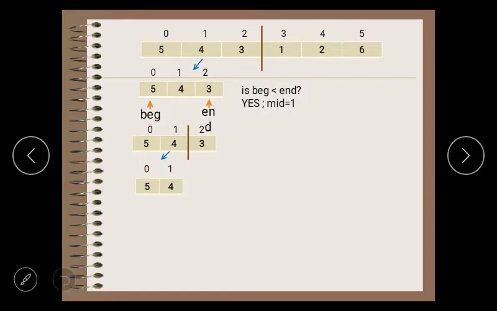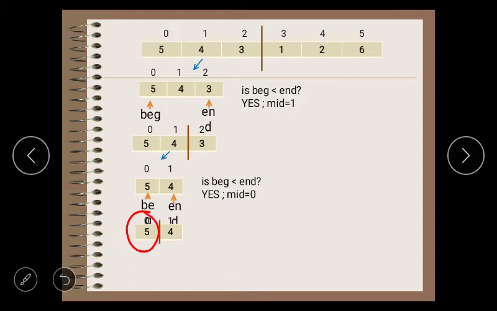Again, denote this left sub array with beginning and end. We need to check the condition. Is beginning less than end? Yes. Find out the mid: 0 plus 1 by 2 is equal to 0. Again we consider the left sub array, that is 5 and 4. We need to consider only the left sub array, that is 5. As the left sub array has only one element, we will now consider the right sub array.